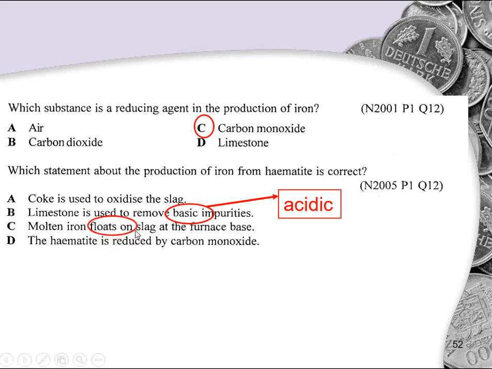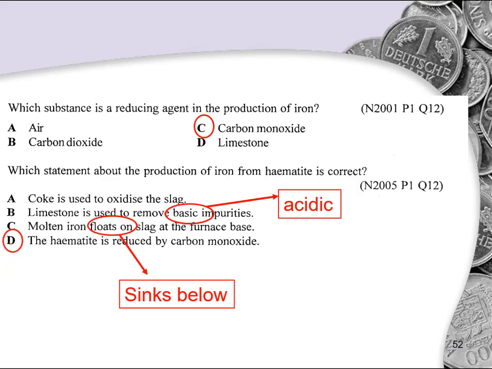Molten iron floats on slag at the blast furnace base. Does molten iron float or sink below the slag? Obviously, it sinks below because slag has a lower density than iron. So therefore, slag floats on top of iron. And of course, given all the others are wrong, the last answer should be correct. Hematite is reduced by carbon monoxide. Take note, hematite is Fe2O3. Once you remove the oxygen, the process of removing oxygen is called reduction. So carbon monoxide removes the oxygen from the iron so the molten iron, Fe, can be formed.